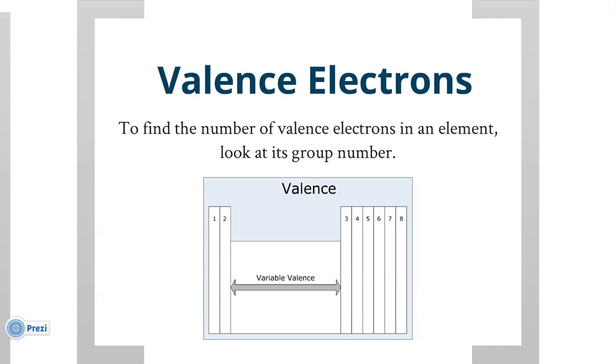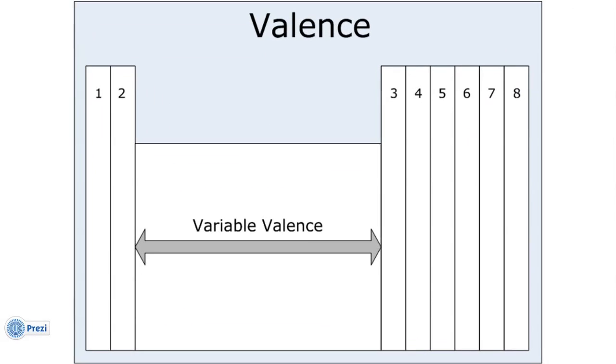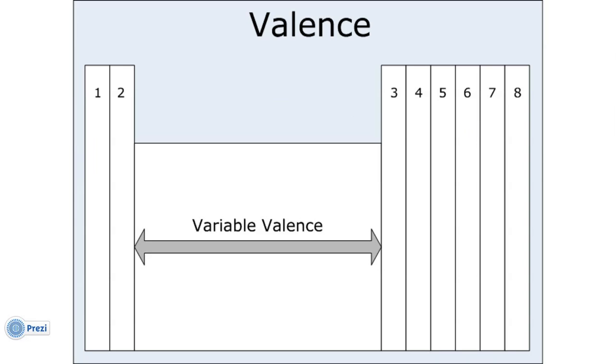But we don't need Bohr models to look at the number of valence electrons. We can just use the periodic table. We can find the number of valence electrons in an element by looking at its group number. Group 1 elements, also known as the alkali metals, have 1 valence electron. Group 2 elements have 2 valence electrons. Group 3 elements have 3 valence electrons, and so on and so forth up until group 8.